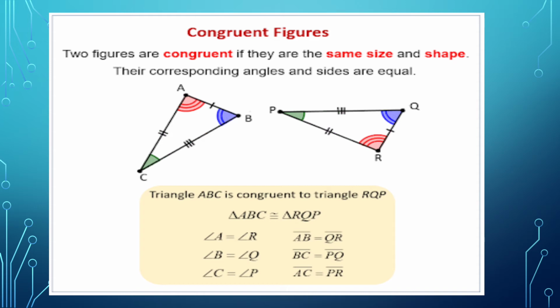Previously we have seen the same, like here. Angle A equals angle R, these are the corresponding angles. Angle B equals angle Q, angle C equals angle P. And the corresponding sides: AB equals RQ, BC equals QP, AC equals RP.